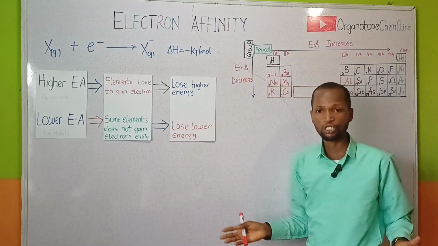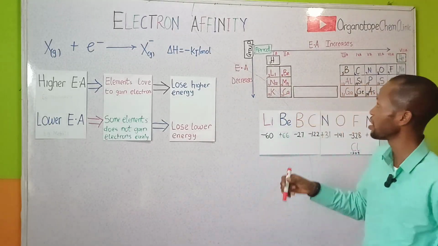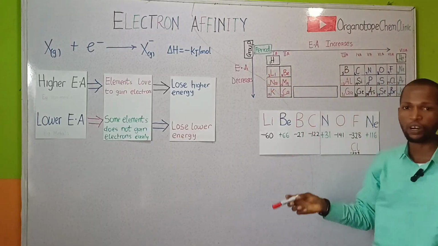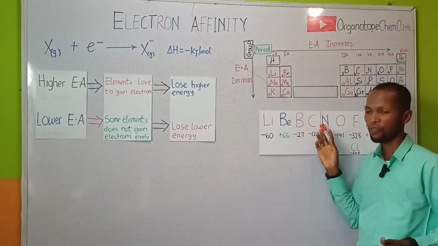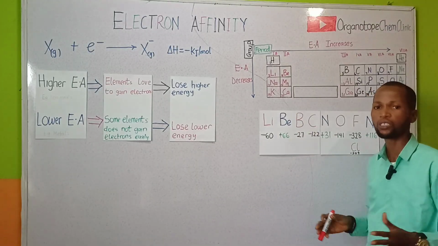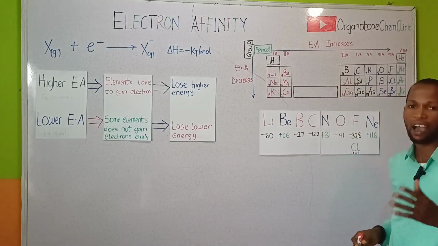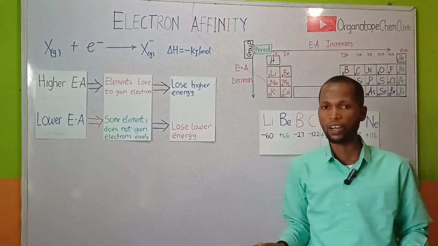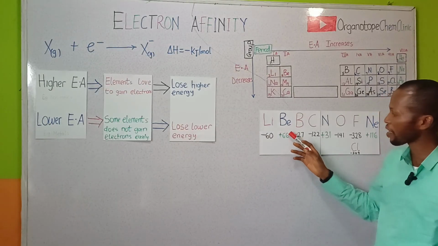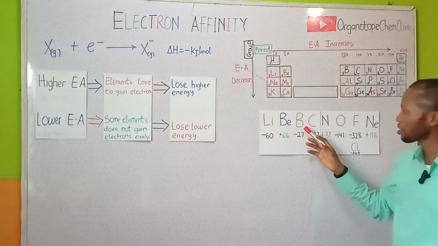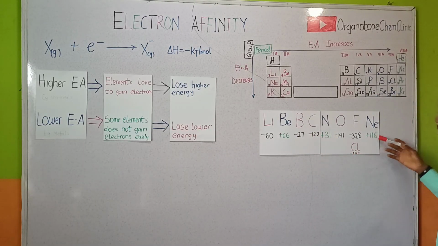Now, don't fall into the trap because there are exemptions to this trend. Recall that it is generally believed that from left to right across the period, electron affinity increases. But we have exemptions of elements which do not follow the general trend. We can observe that the elements right here are found in period 2 in the periodic table. We have lithium with electron affinity -60, beryllium +66, boron -27, carbon -122, and towards neon.